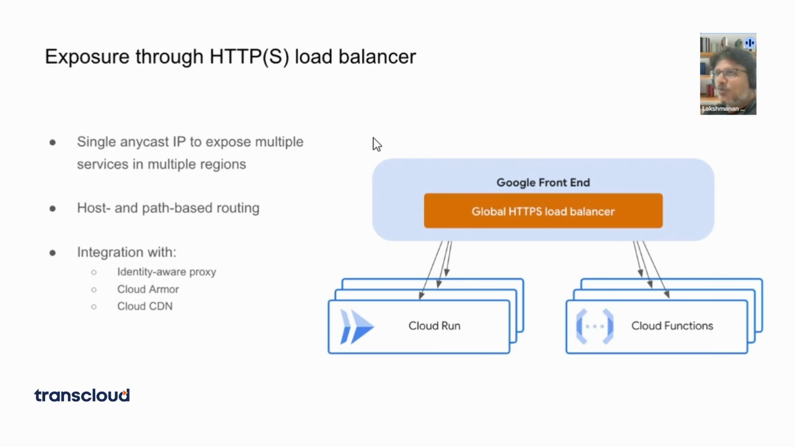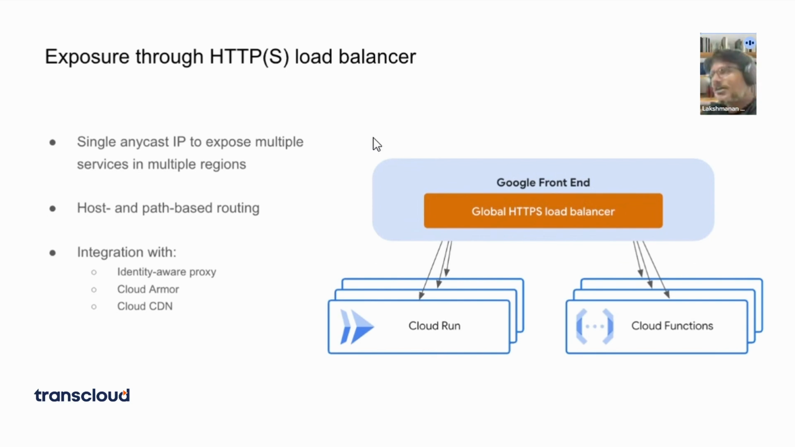So the load balancer will have only one IP, but no matter in which region you have deployed your Cloud Run services, the load balancer will be able to route the request to both of them, depending upon how you set the load balancer rules, right? It supports host and path-based routing. So you'll be able to say, okay, /app, go to this service, /app2, go to this service, /backend, go to that service, right?